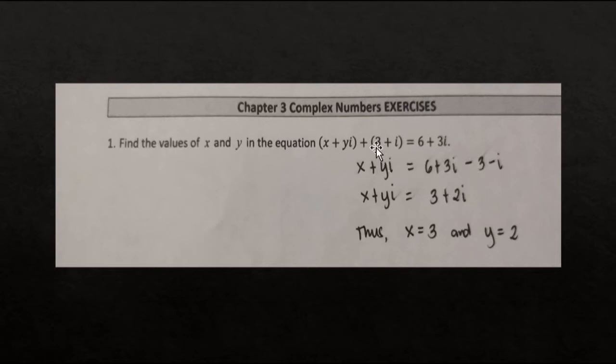So, ang 3 mahimong negative, di ba? Kung mutabok na ganitag equal sign, mabali man ang atong sign. So, ang i pud diri mahimong negative. So, x plus yi is equal to 6 plus 3i minus 3 minus i. So, copy this. Atong i-simplify.